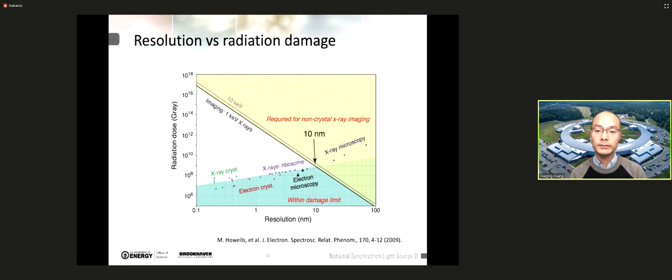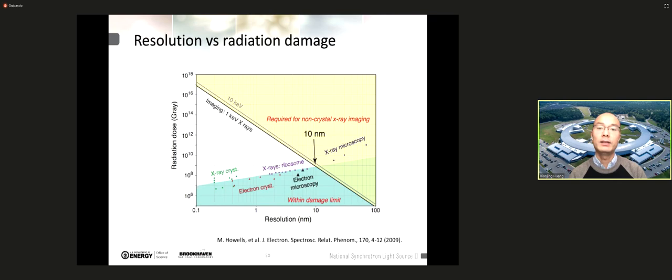As we know, when we say the sample is damaged, what we really mean is the X-ray breaks down the chemical bonds between the atoms in the material, and then turns the atoms free so they can move around, they can move away from each other. Eventually, the initial structure is damaged.